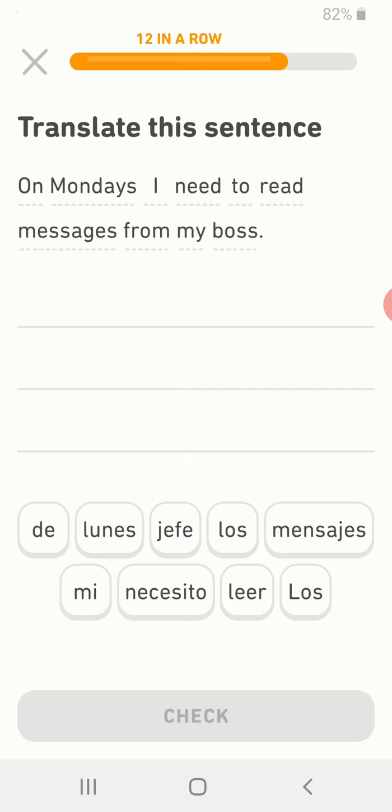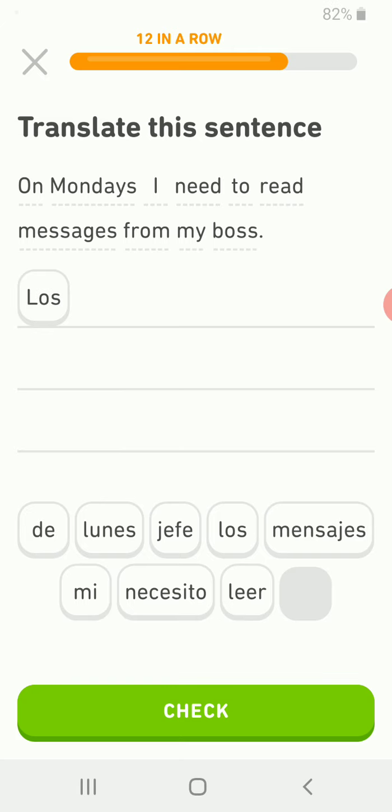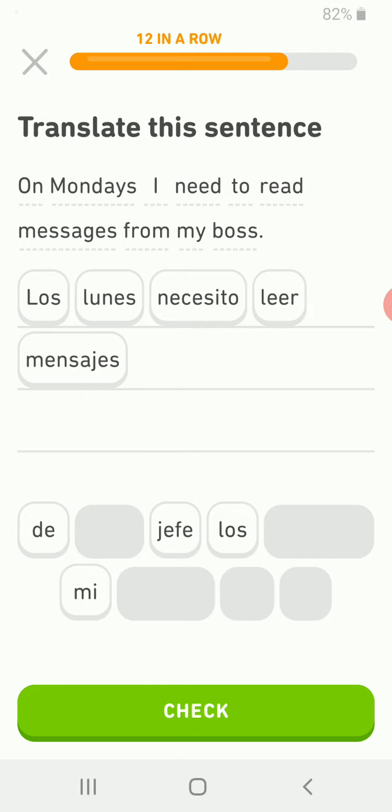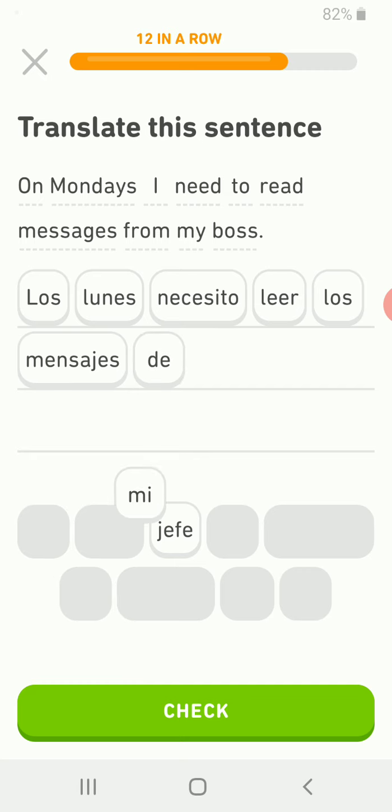Let's go on, translate this sentence. On Mondays, I need to read the messages for my boss. On Monday, so it's los lunes. Necesito leer. Infinitive, because this is the second verb in the sentence. Leer what? Mensajes. Leer los mensajes de mi jefe.